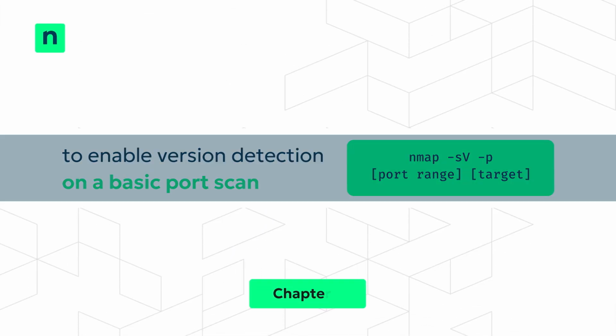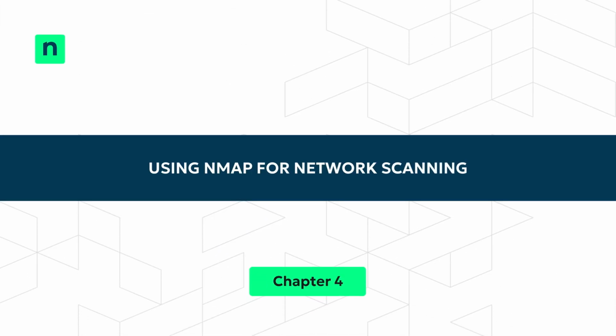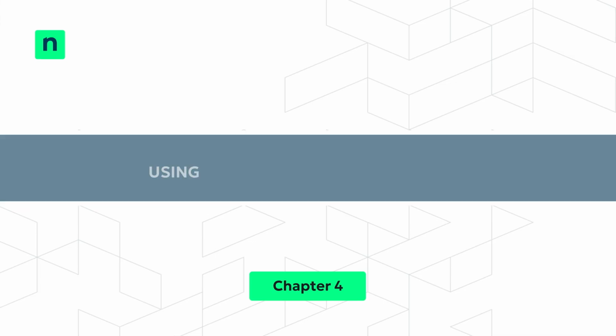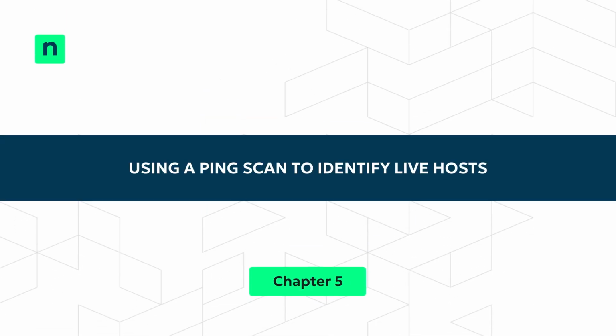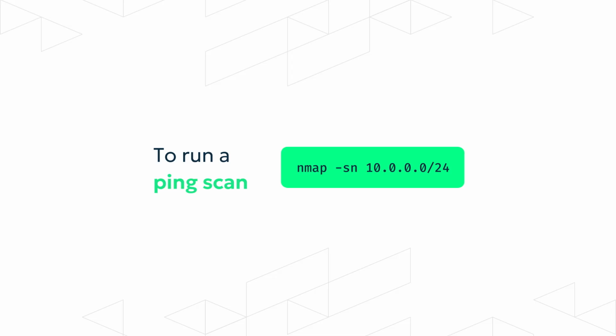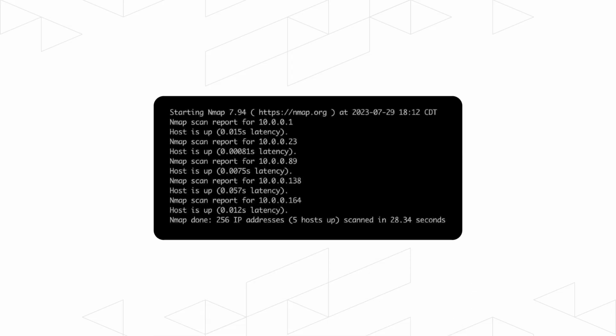With the basics out of the way, let's use Nmap to run different kinds of network scans. First, you'll need a range of IPs to scan. For this video, we'll use this IP address as an example. So our IP range should be as follows. To run a ping scan, we'll execute this syntax. The result shows 5 hosts on our network.